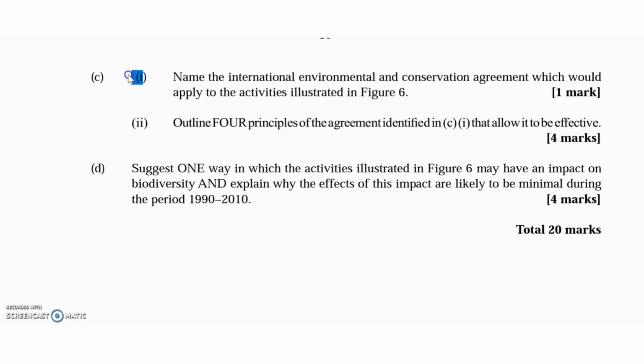Anyway, so that's the name. The International Environmental and Conservation Agreement would actually be the MARPOL Convention. Good. Now we have to outline the four principles of the agreement identified in C1 and allowed to be effective.